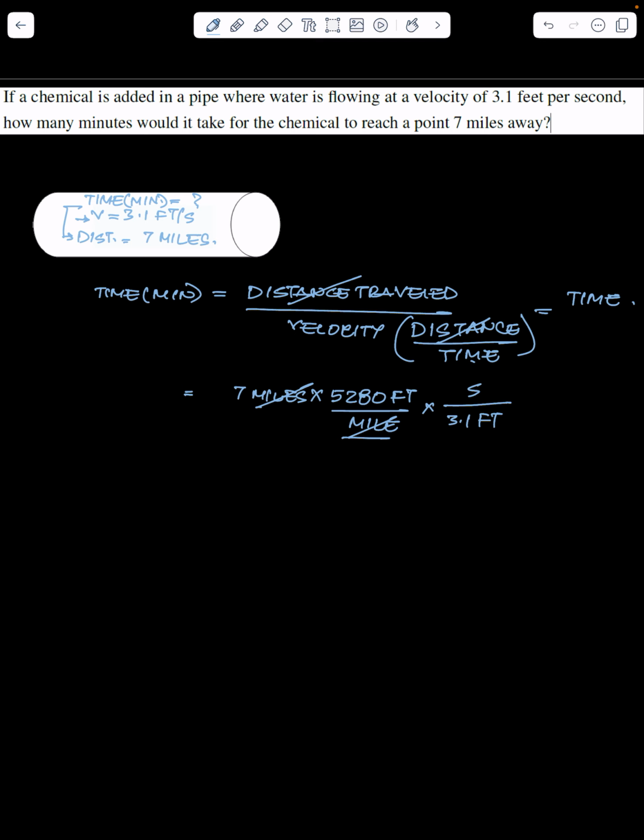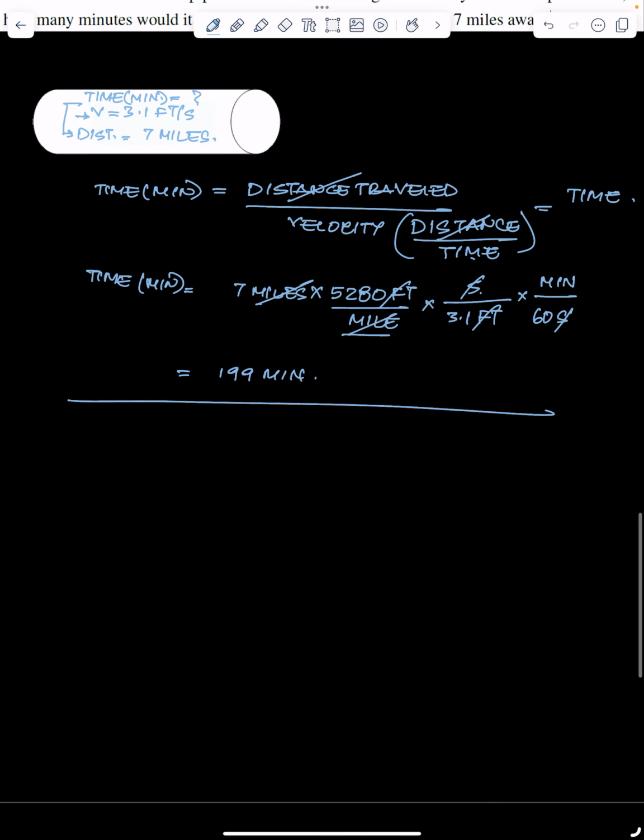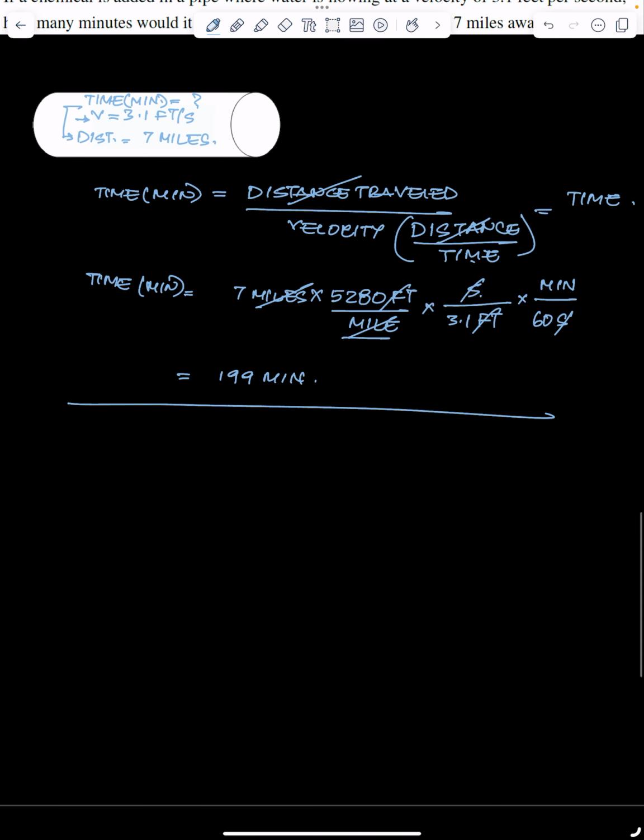And the time needs to be calculated in minutes, and we have this in seconds, so we need to convert the seconds into minutes. So we know 60 seconds per minute. With this, the seconds will cancel off, the feet cancels off, and basically what you get is the answer of 199 minutes.